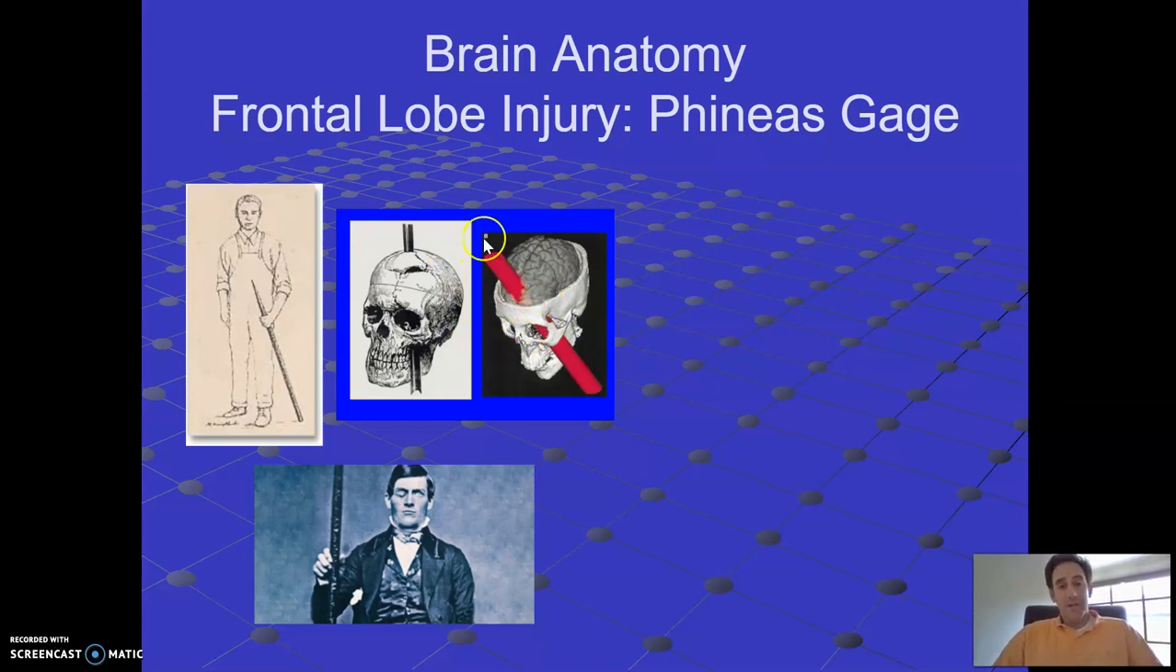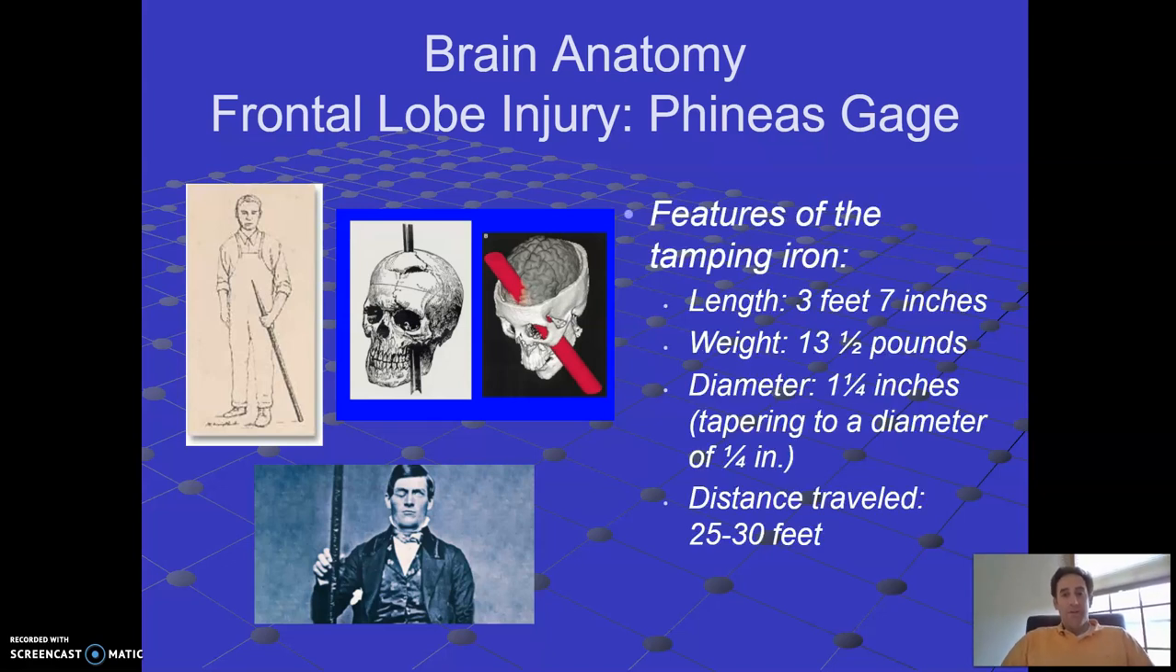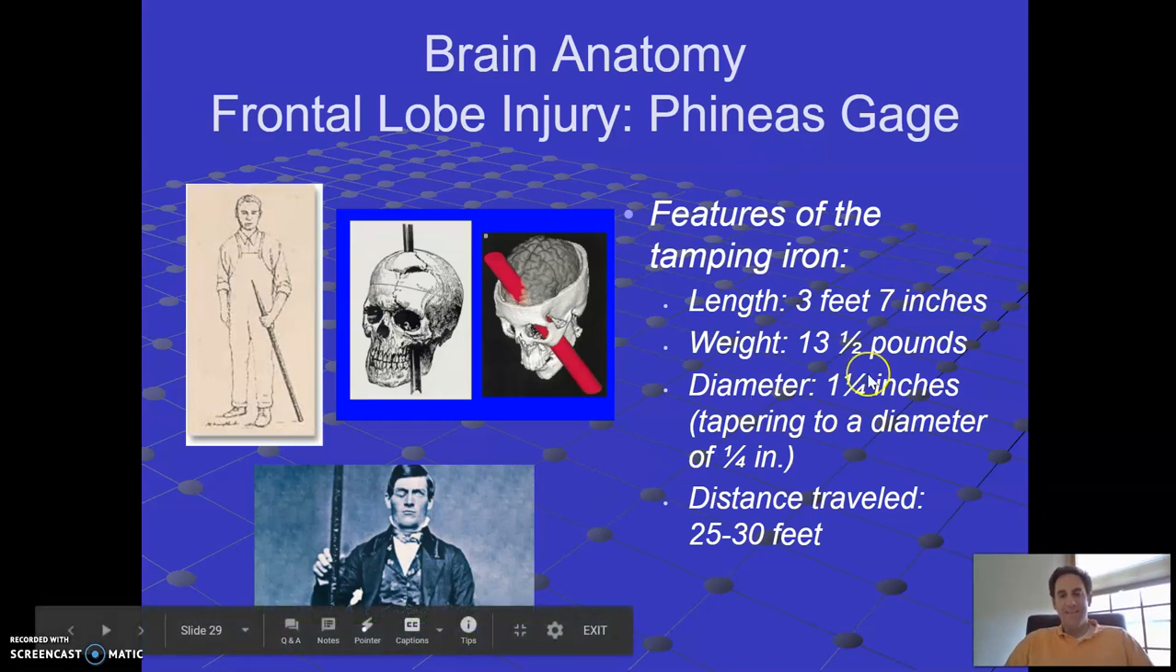Fun fact: the frontal lobe doesn't fully develop until older than you guys are. And because of that, sometimes high school students, forgive this, just being honest, do not have the best judgment and sometimes make poor choices. That frontal lobe is a very important part of our brain. By the way, here are some little stats on that tamping iron. This makes it seem like it lodged into his head, but it actually passed through and landed about 25, 30 feet behind him.